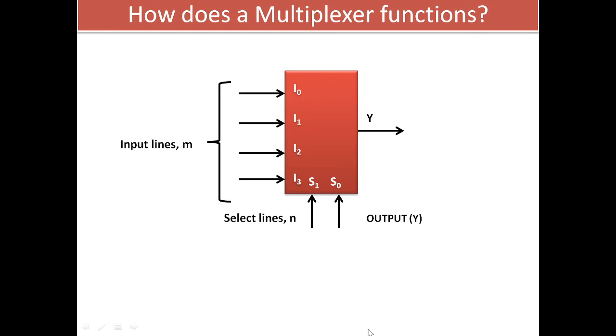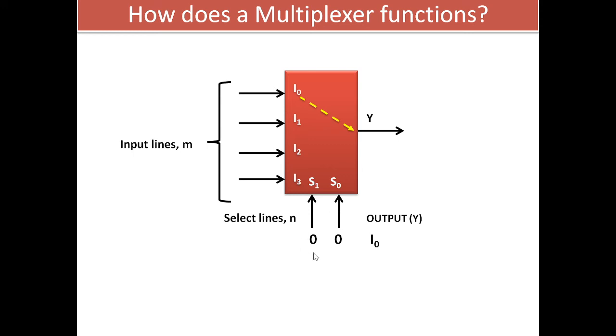Now let us try to understand how this basic multiplexer functions. We can see we have 4 inputs, I0, I1, I2 and I3. There are 2 select lines, S1 and S0, and one output which is given as Y. Whenever we have 0 0 at the select lines, as shown here, the input I0 gets selected at the output. And we all know, since there are 2 select lines, there are 4 possible combinations.